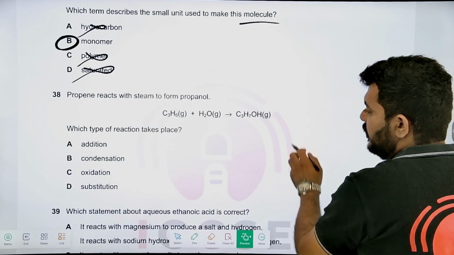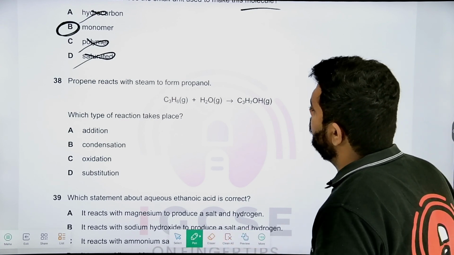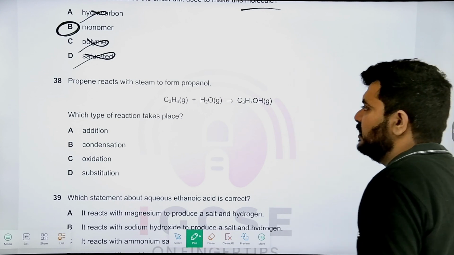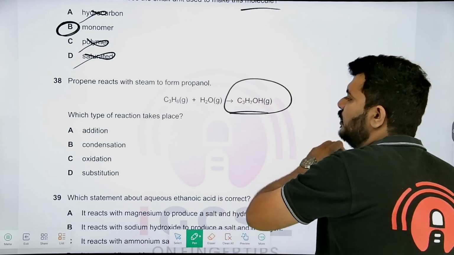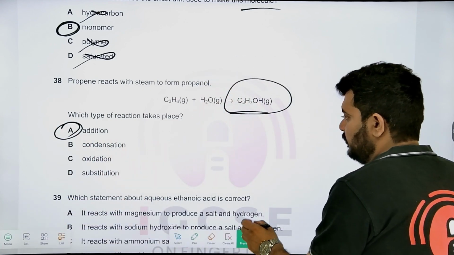Then we have question number 38. Propene reacts with steam to form propanol. Which type of reaction is taking place? Addition reaction, because there is only one product. So I will go with addition reaction.